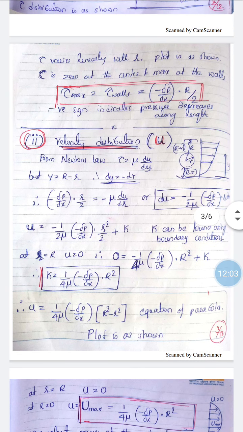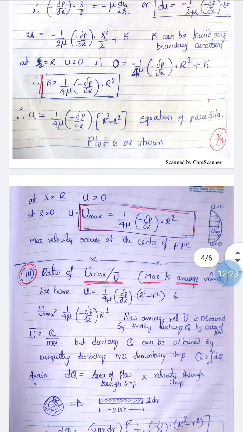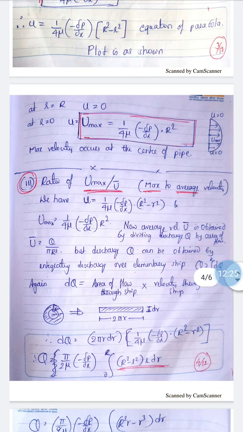Please remember, the constant k here is obtained by the boundary condition that at small r equal to capital R, u is equal to 0. This we are sure of, but do not use the condition that when r is 0, u is u max. We do not know this unless we derive it. So the only boundary condition we can use is when small r is equal to capital R, at the pipe wall u is equal to 0. When you substitute, you will get the equation for u. Now, when you substitute small r equal to 0, you will get u max.